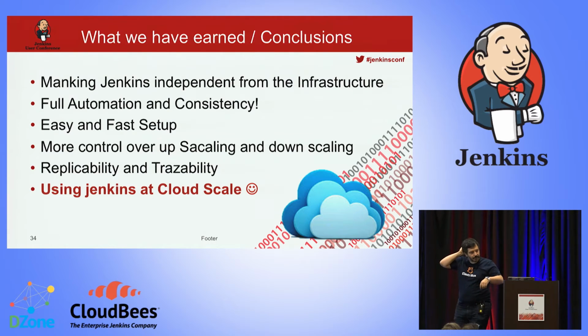So what we have achieved with our plugin is making Jenkins independent from infrastructure, as I'm going to show you in the demo. We also achieve full automation and consistency, because all of our slaves are exactly the same. We can control exactly the version that we are using in each slave. We can easily and quickly set up both Jenkins and our slaves, we have way more control over scaling up and scaling down, and of course we also have easy replicability and traceability of this whole process. So that's what we call using Jenkins at cloud scale.